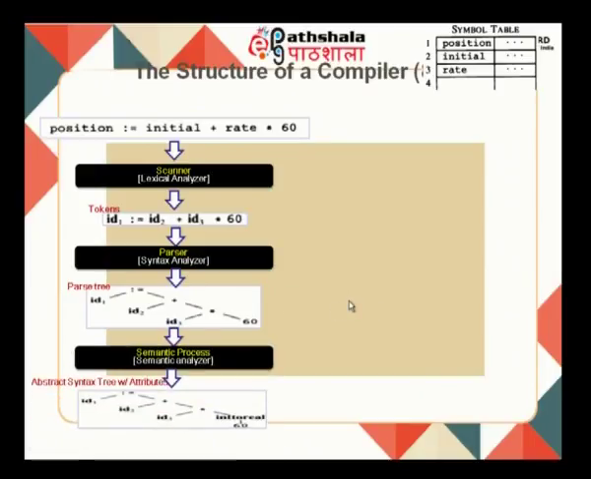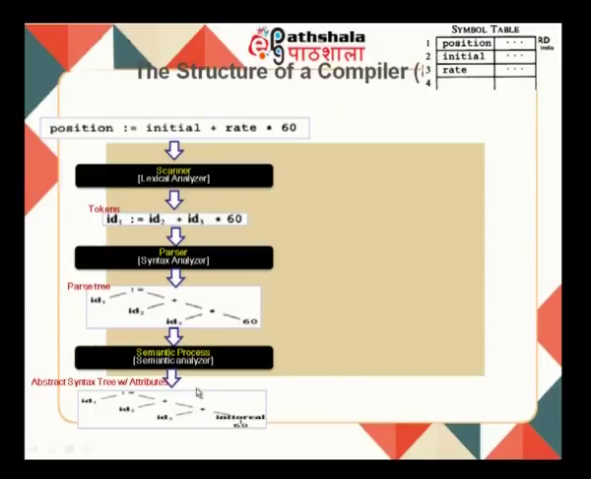The next phase is going to be the semantic process, where, as I said, type checking happens and coercion happens. Assuming that this is initial plus rate into 60, rate is typically the rate of interest that this variable talks about. So, 60 is getting converted to a floating point number. It does a coercion here, where it converts it into real of 60. It is going to convert this into 60.0.